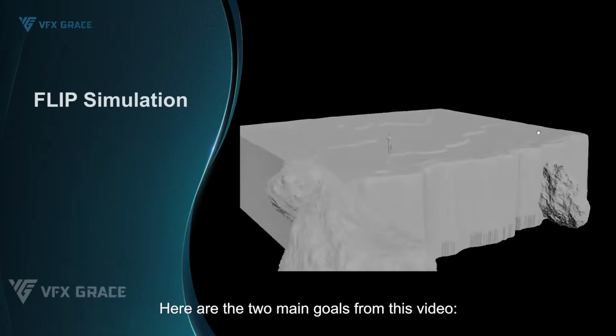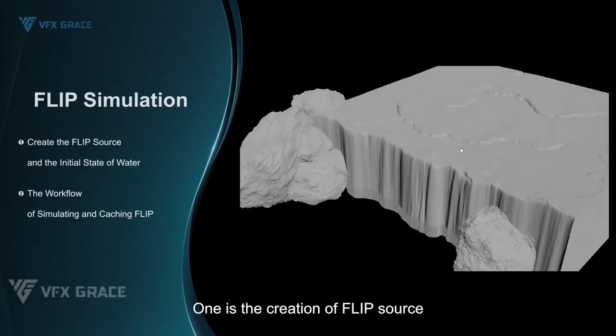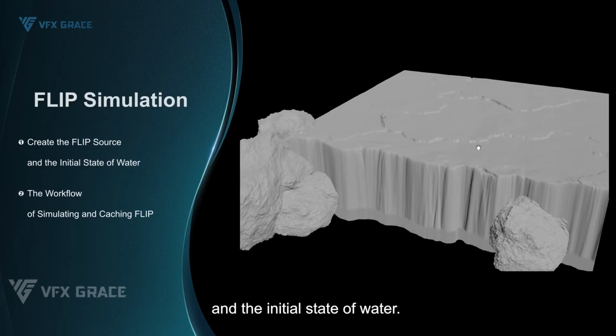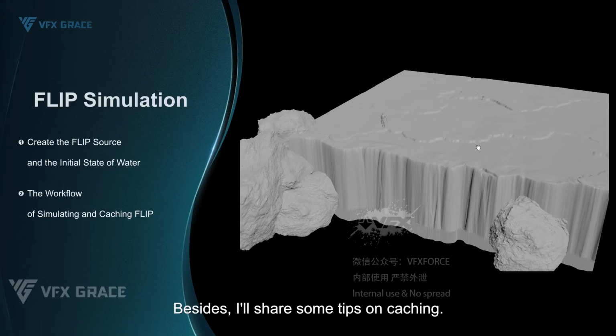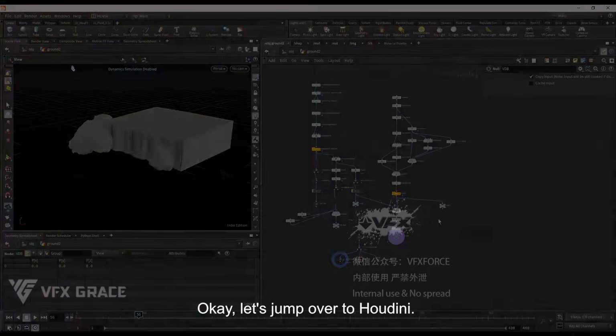Here are the two main goals from this video. One is the creation of flip source and the initial state of water. The other is the workflow of simulating and caching flip. Besides, I'll share some tips on caching. Now let's begin. Okay, let's jump over to Houdini.